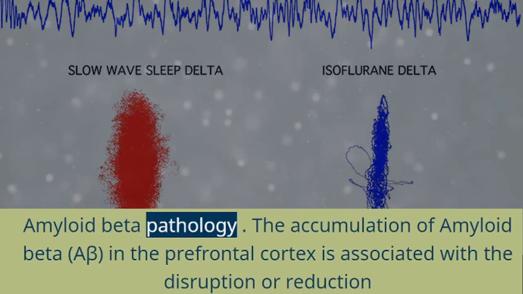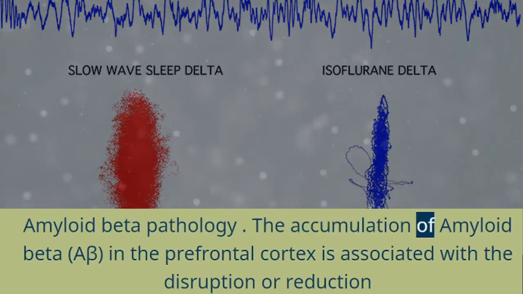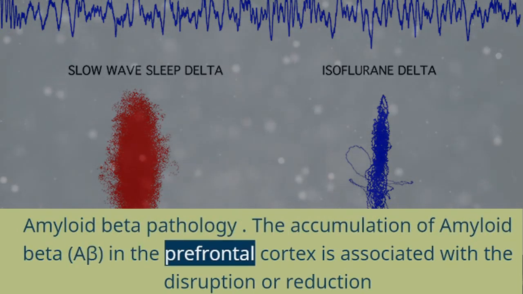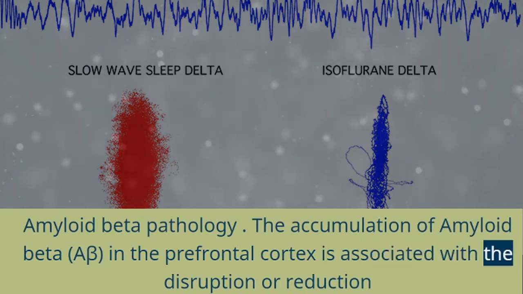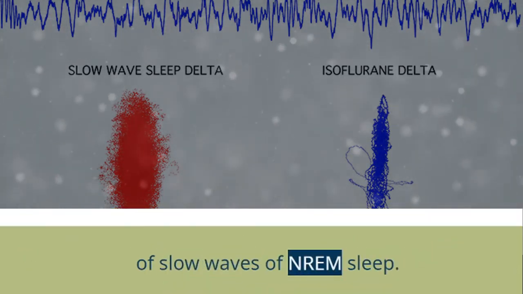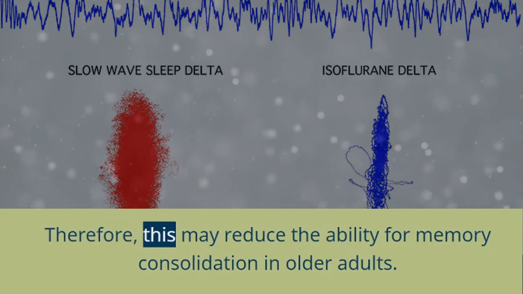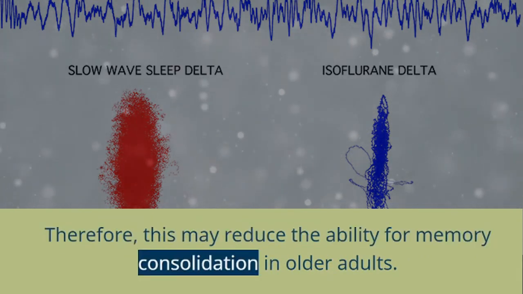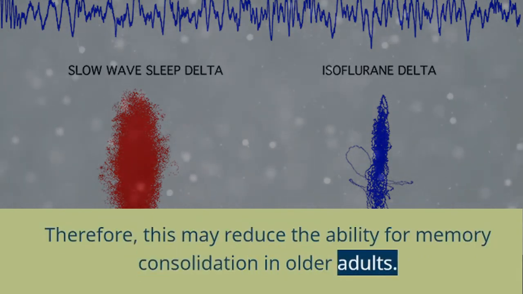Amyloid beta pathology. The accumulation of amyloid beta in the frontal cortex is associated with the disruption or reduction of slow waves of REM sleep. Therefore, this may reduce the ability for memory consolidation in older adults.